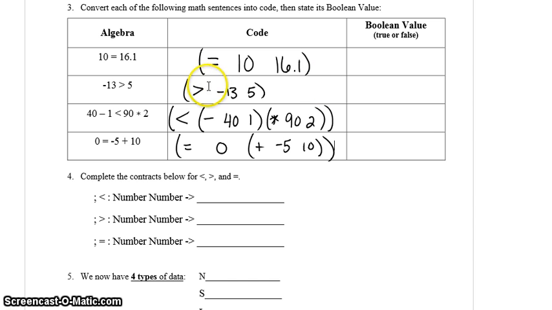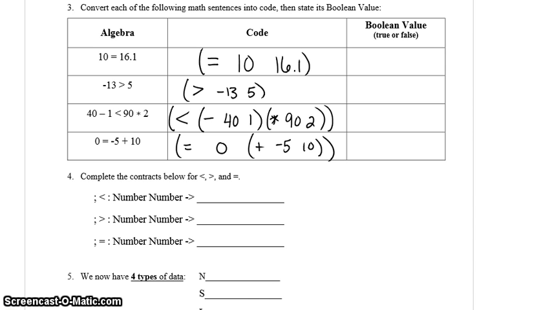Here's the correct code for the second and the fourth examples. Make sure in the last one that the equal sign is your main function. 0 is on the left side, so that's your first input. And the negative 5 plus 10 was on the right side, so that's your second input. That has to get written in correct code, which is shown here. And then, of course, we have a double closing parentheses at the end to close the whole line of code.